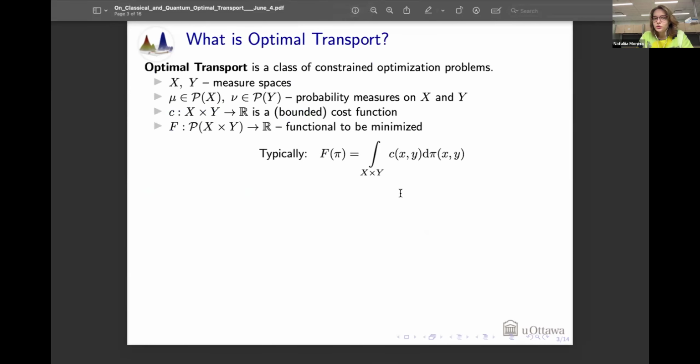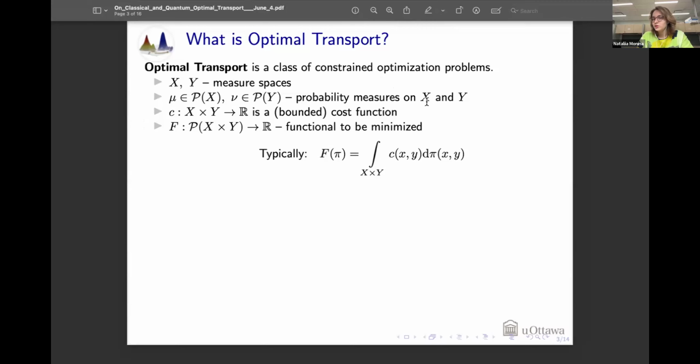Okay, so let's first define what optimal transport is. Optimal transport is just a class of constrained optimization problems, and these problems are usually defined on joint distributions. So we have some measure spaces, and we have some prescribed measures on these spaces. We consider mu and nu as probability measures on X and Y. And then we also usually use some cost function, which is a function from X times Y to R. We usually say it's bounded or lower semi-continuous, so it has some nice assumptions.